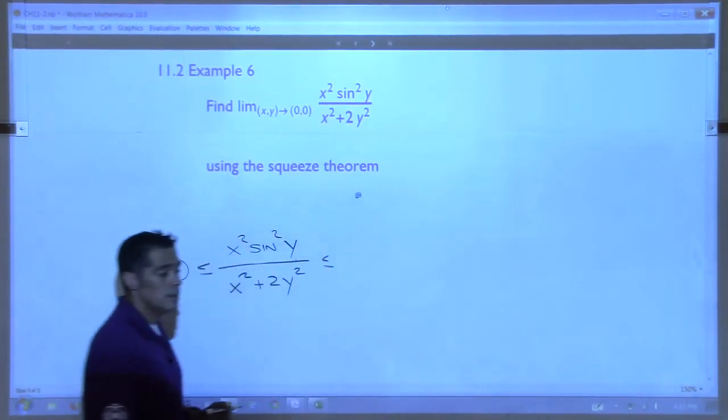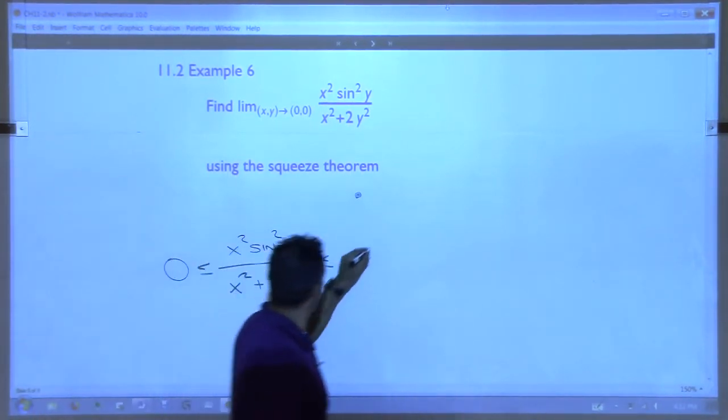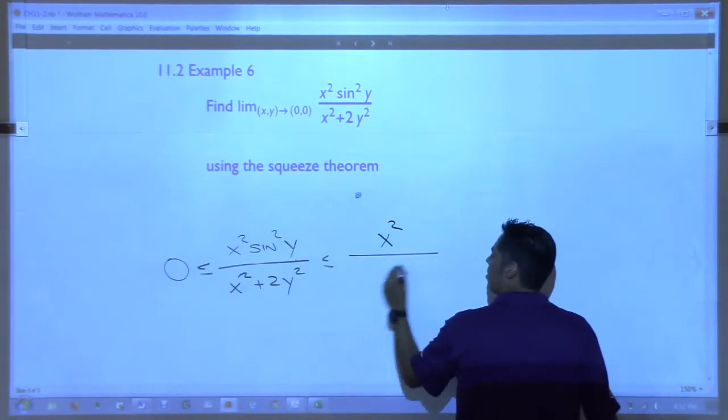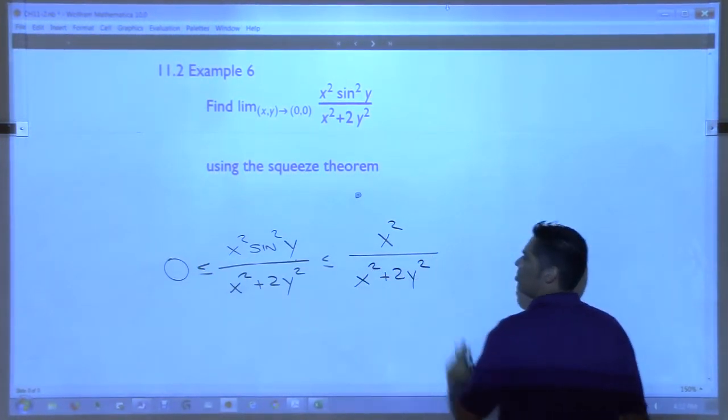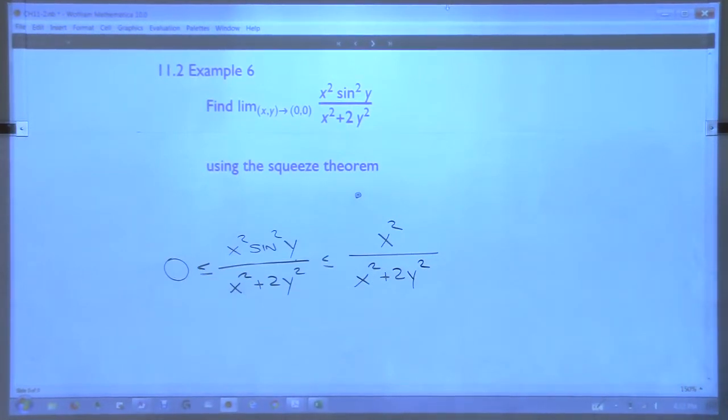Just put x squared over x squared plus 2y squared. Is that what you're saying? Yeah. What do y'all think about that? Do you agree with that? No, because the signs can also still make it bigger. But sine has to be between -1 and 1, right? But then when you square it, it has to be between 0 and 1.